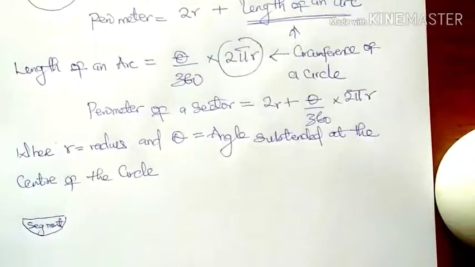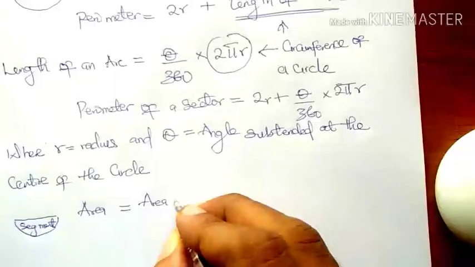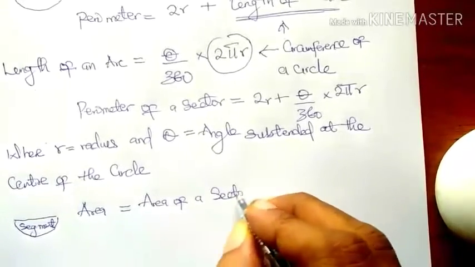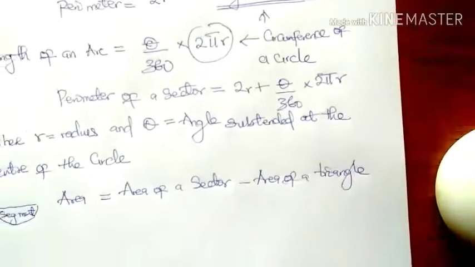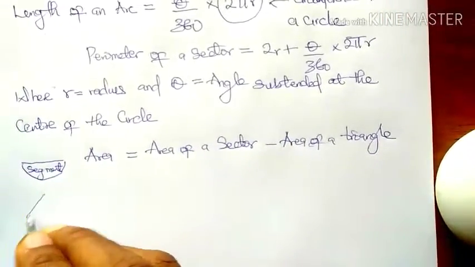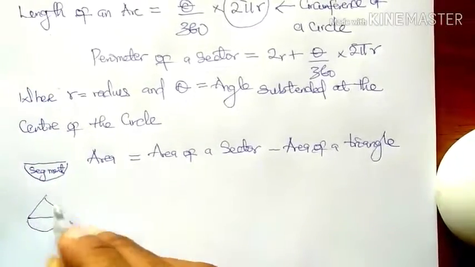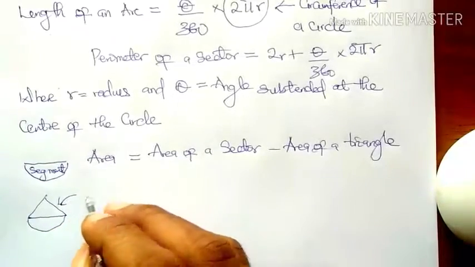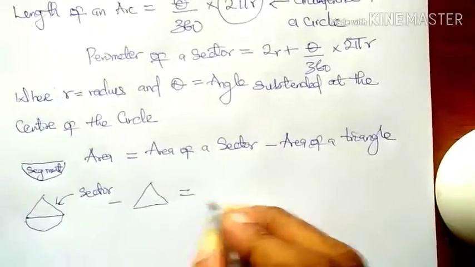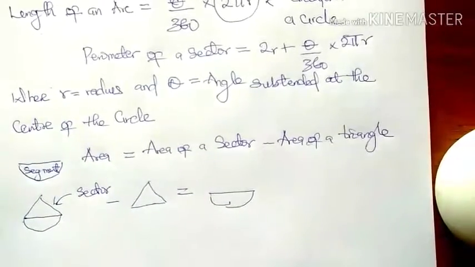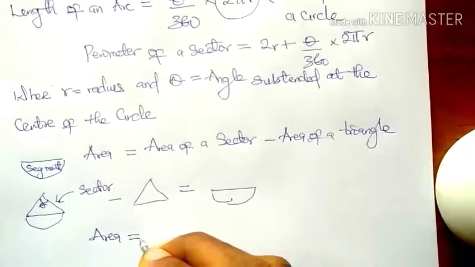Now we want to see the segment. The segment also has an area and a perimeter. The area of a segment is equal to the area of the sector minus the area of a triangle. Here's a diagram. We have a sector which we crossed with a chord. The sector minus the triangle gives us a segment.